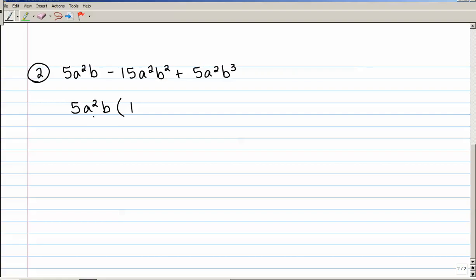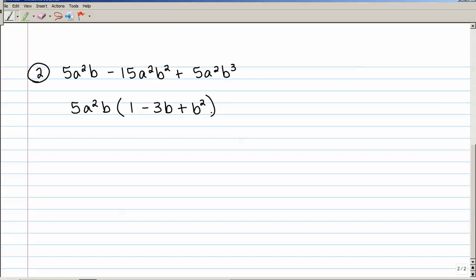Now, what do I have to multiply 5a squared b times to get a negative 15a squared b squared? That's going to be a negative 3 to give me my 15. There's already an a squared there, but I'm going to need another b. And lastly, what do I need to multiply 5a squared b times to get 5a squared b cubed? Well, there's already a 5 there. There's already an a squared, but I need to multiply it by b squared.